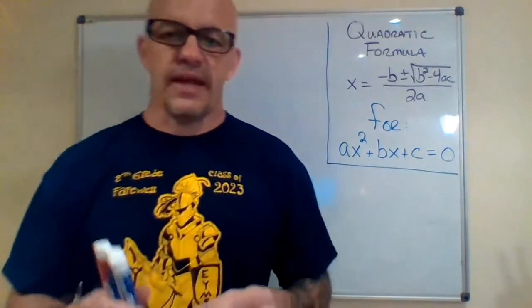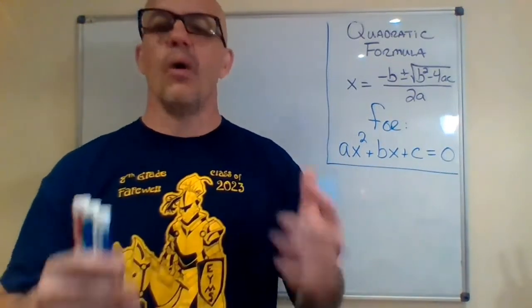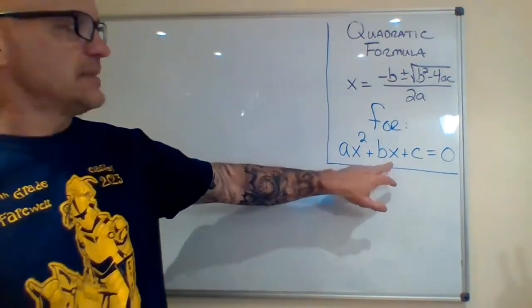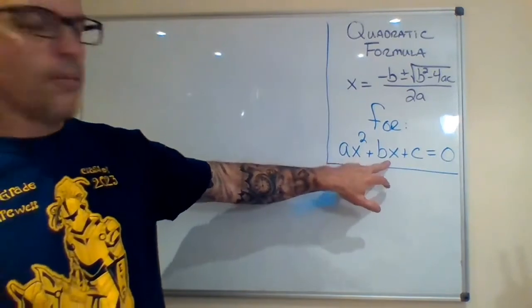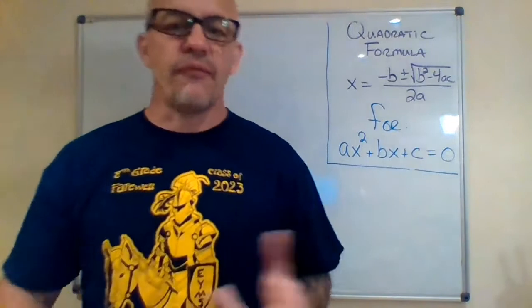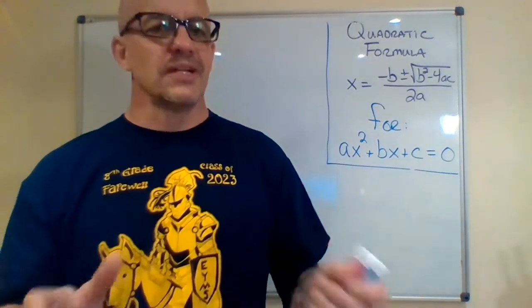All it is, the mathematicians who went before us said, we're sick of doing completing the square over and over. So they took the standard form of a quadratic and they simply solved that standard form with a, b, and c for x. That's all they did. So now they have a formula where they can just plug things in, solve them, and move on with their lives. So that's all it is.